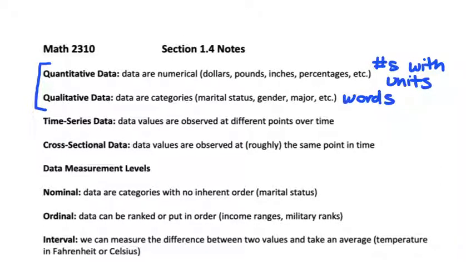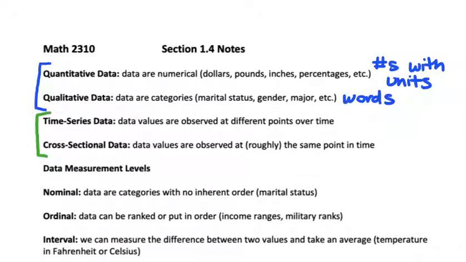Our next categorization is time series and cross-sectional. Time series data is data values that are observed at different points over time. So I'm measuring the same thing maybe once a day, once a week, or once a month. Cross-sectional data is when I take data measurements from different individuals at roughly the same point in time.